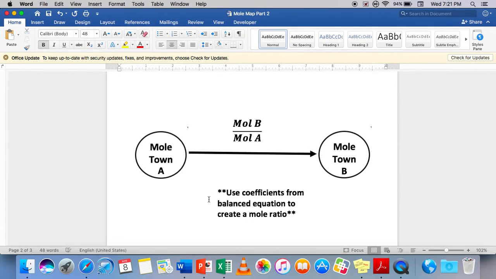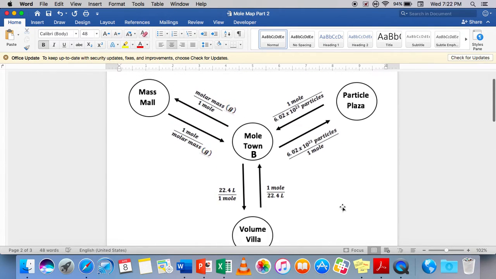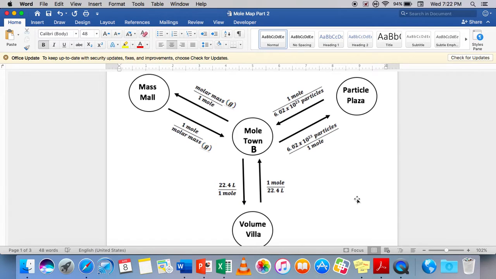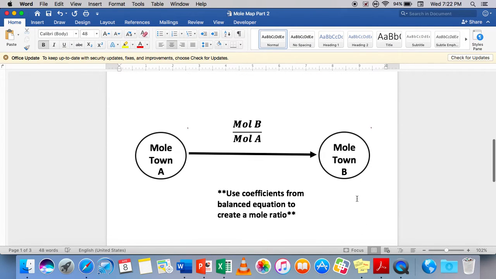And in order to find this, we're going to have to use coefficients from the balanced equation to create a mole ratio. In the next couple days, you all are going to learn how to create a mole ratio and how to do problems like this. So the new addition is the right-hand side of your mole map. This is a completely separate part, Mole Town B. Everything else, the setup is the same, and then we connect the two mole towns by this mole ratio.